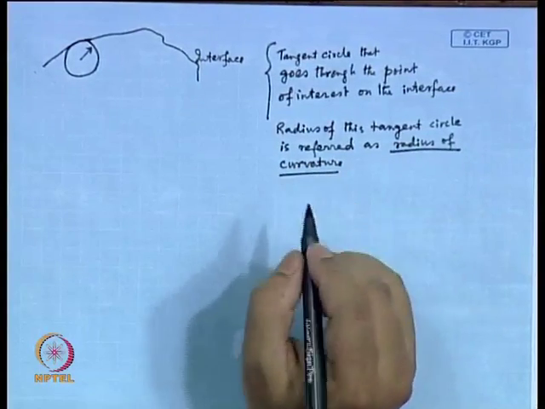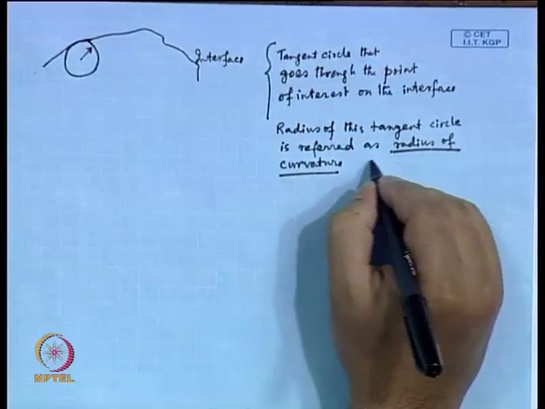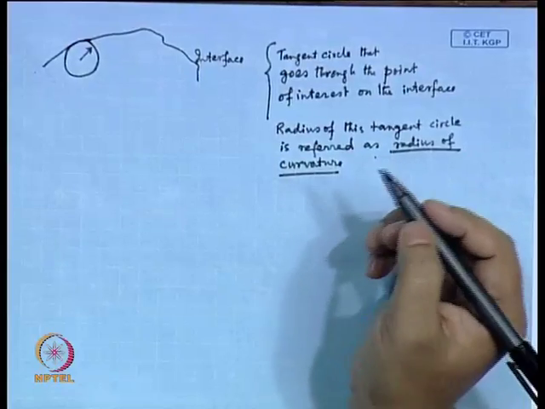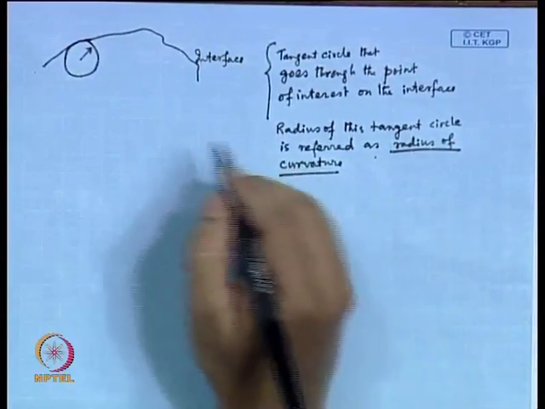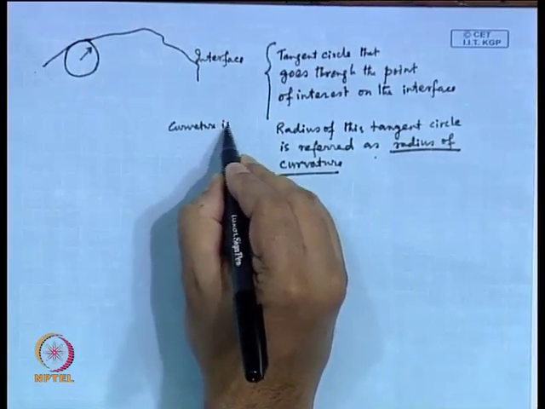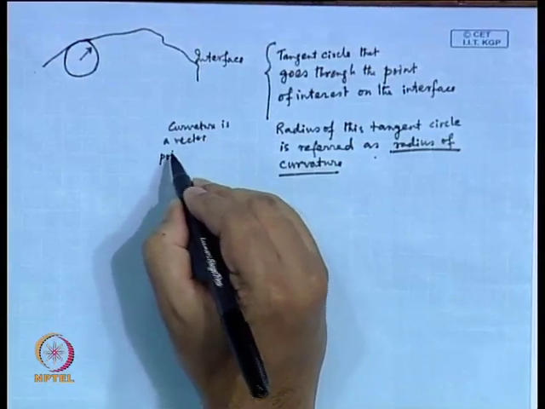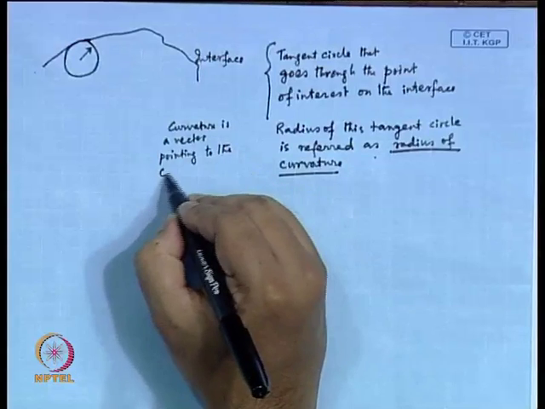Radius of curvature. First of all, this is a vector. So, the curvature, as such, is a vector, and this is pointing to the center of the circle. So, curvature is a vector pointing to the center of the circle.